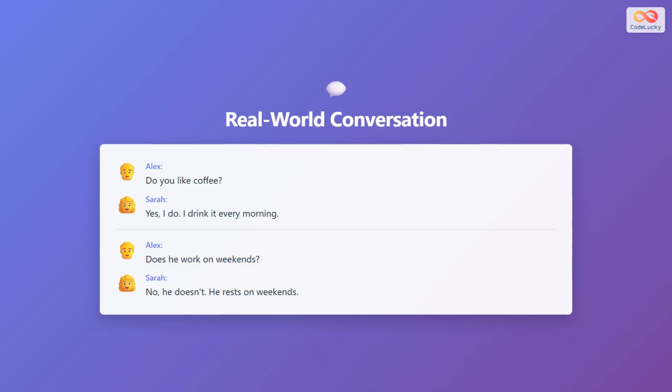Let's see how short answers work in a real conversation. Alex asks Sarah, "Do you like coffee?" Sarah answers, "Yes, I do. I drink it every morning." Notice how Sarah gives a short answer first, then adds extra information if she wants. Next, Alex asks, "Does he work on weekends?" Sarah replies, "No, he doesn't. He rests on weekends." Again, she gives the short answer first. In real conversations, short answers are very common and natural. They show that you understand the question and provide a quick response. You can add more details after the short answer if you want, but the short answer itself is sufficient to answer the question.